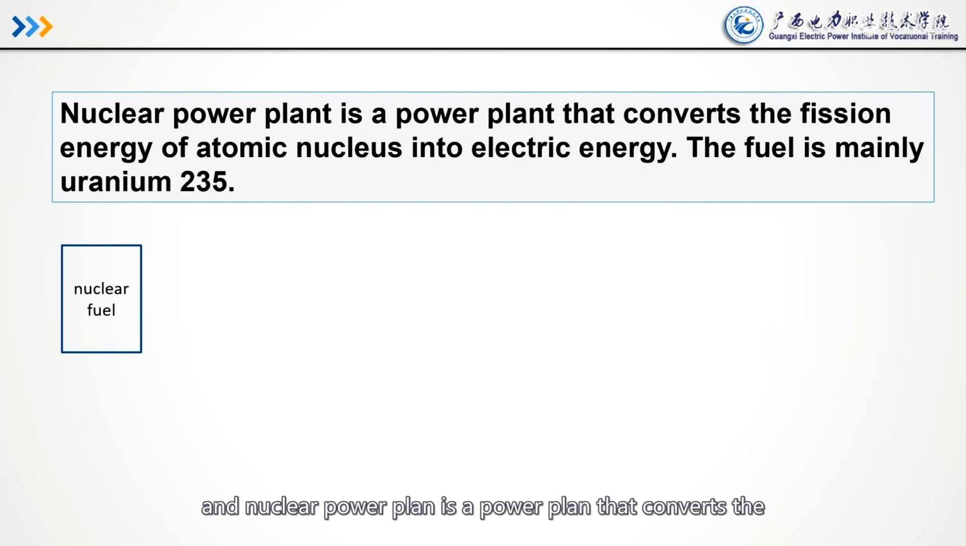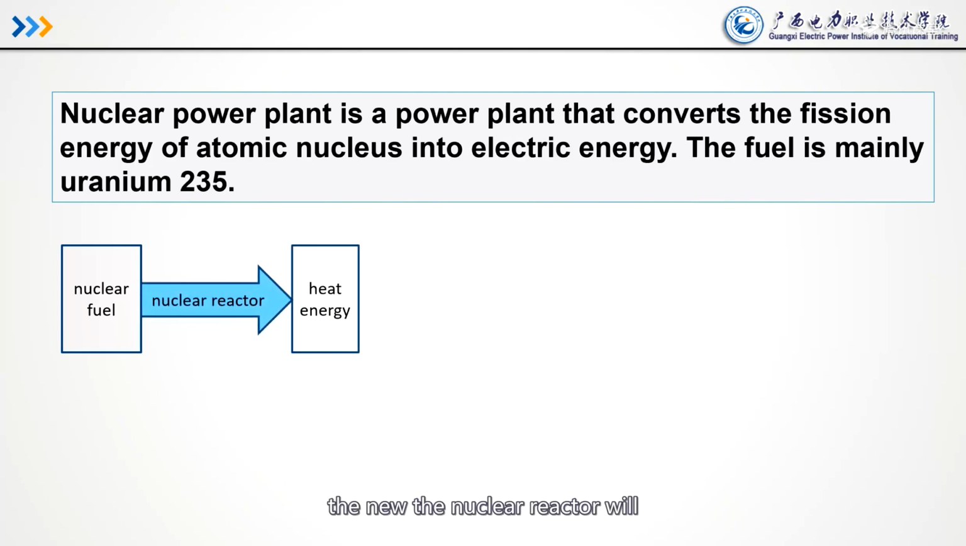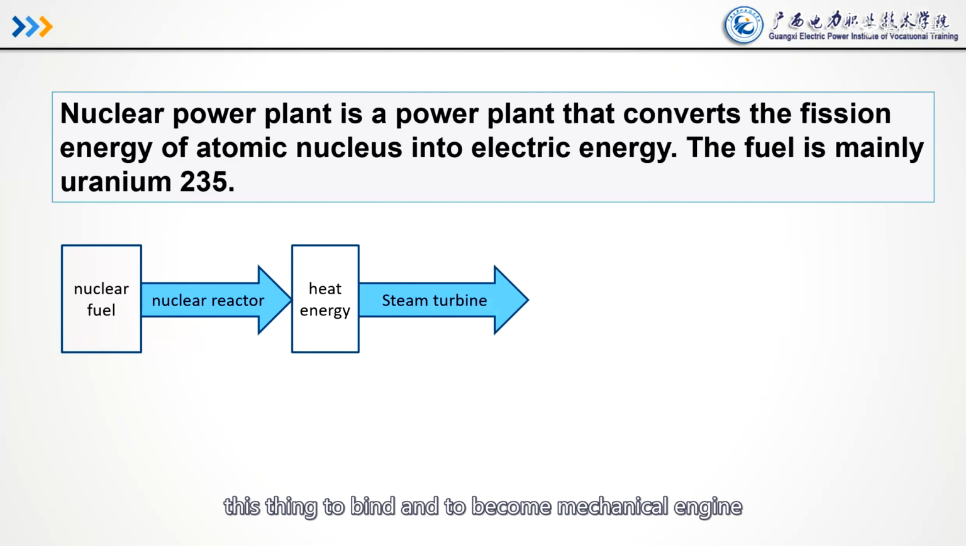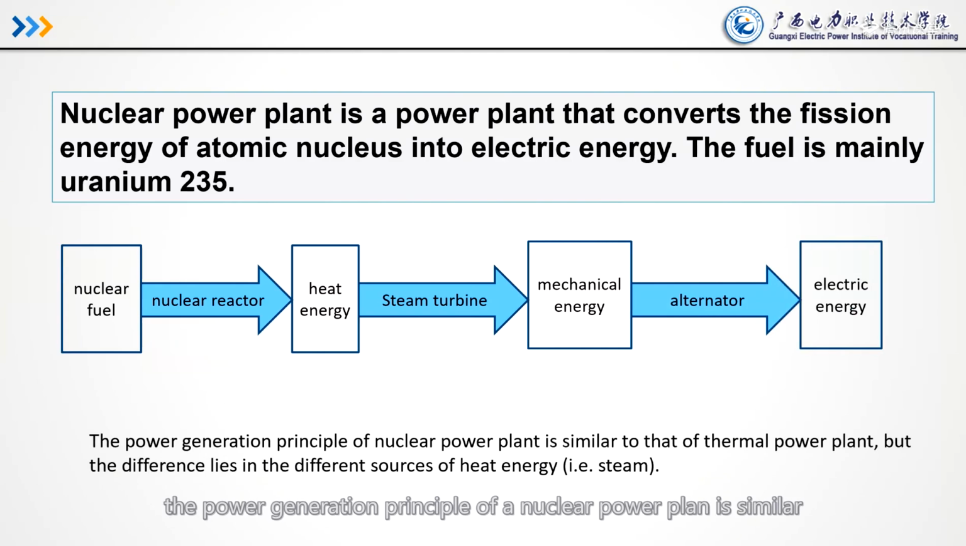A nuclear power plant is a power plant that converts the fission energy of the atomic nucleus into electric energy. The fuel is mainly uranium-235. Nuclear fuel goes into the nuclear reactor, which changes the nuclear fuel into heat energy. The heat energy goes through the steam turbine to become mechanical energy, and finally goes through the alternator to change into electric energy. The power generation principle of a nuclear power plant is similar to that of a thermal power plant, but the difference lies in the different source of heat energy.